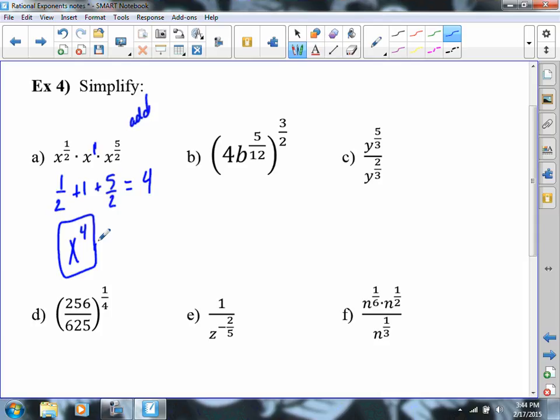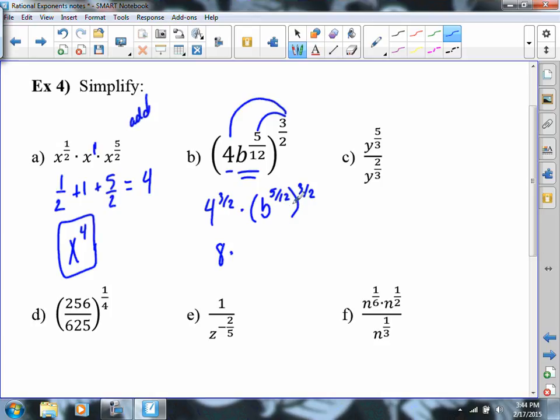For part B, this is where we're going to distribute. Okay, we have a term here inside our parentheses, and it has multiple parts to it. It has a 4, and then it has a b to the 5/12. So we're going to take this 3/2 and we're going to distribute it to both of them. So I'll have 4 to the 3/2 times, I'm going to write this in parentheses, b to the 5/12 to the 3/2. So this 4 to the 3/2 that I can do on my calculator, that should get you 8.